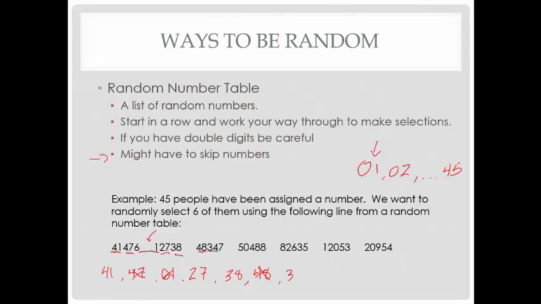34 is a person we'll use. 75 is too big. Here's an example. There's person 4. You can see there's a two-digit number, 04. 88. Looks like then 82. 63, 51. And then finally, we get our 6th person. So we'd pick person 41, 27, 38, 34, 04, 88, and 20.